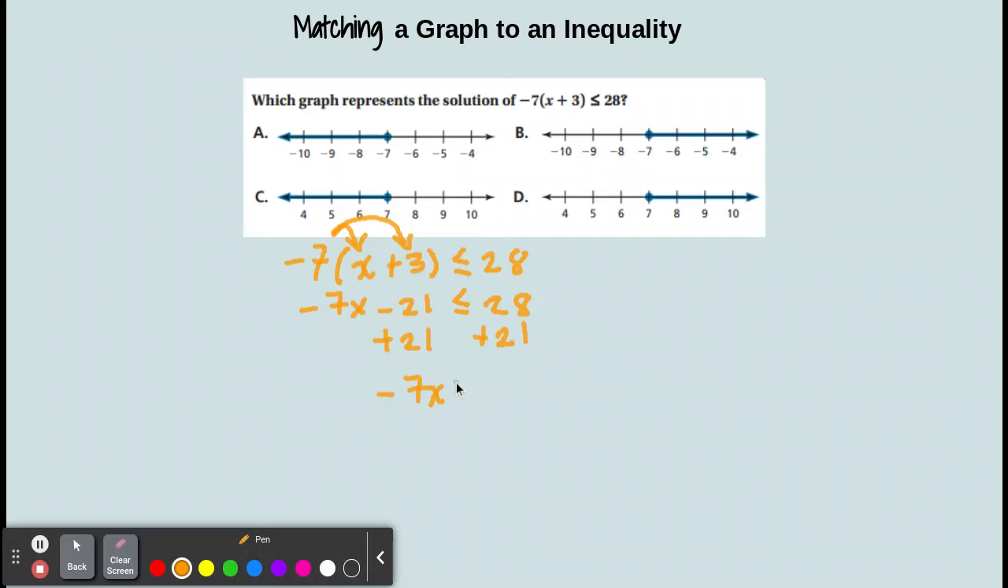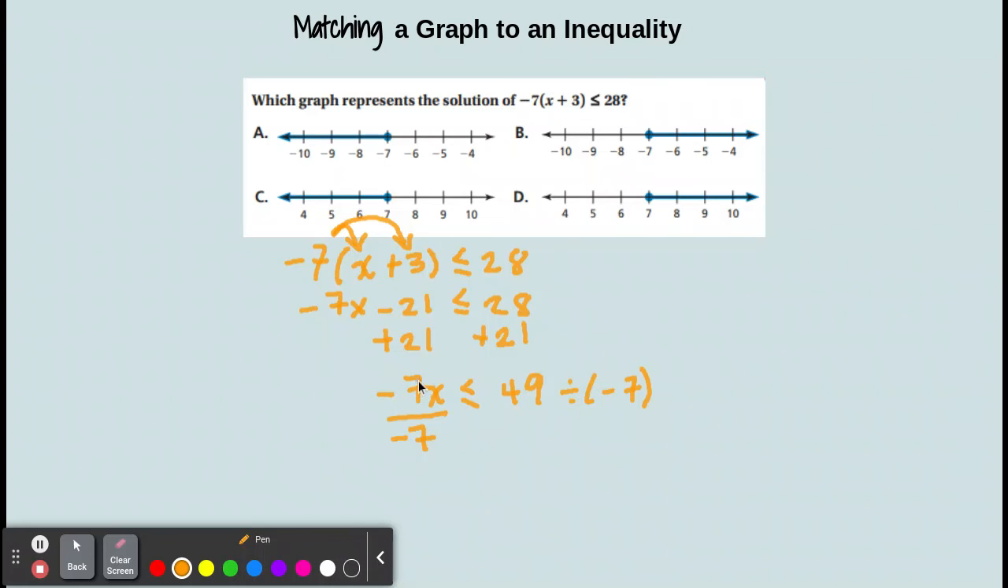We know 21 minus 21 is 0, so we're just left with negative 7x. And 21 plus 28 is 49. Okay, now, see, this says negative 7x. That's multiplication. So we need to divide. We need to divide by a negative 7. And we're dividing both sides by negative 7, right? But remember, when the coefficient of the variable is negative, what do we need to do to the sign? We need to flip it.